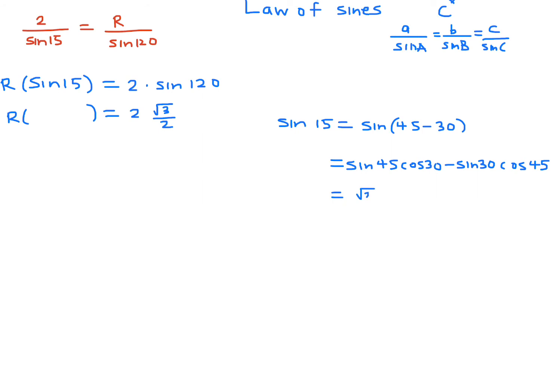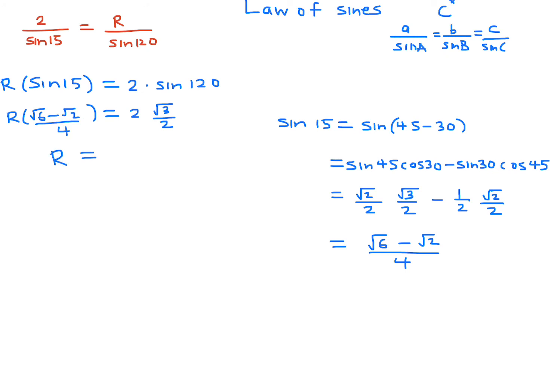So this is root 2 over 2. These are the ones that you're supposed to have memorized: 1/2 and root 2 over 2. So this basically becomes root 6 minus root 2 over 4. All right, we're getting there. So go back and plug this in here: root 6 minus root 2 over 4.